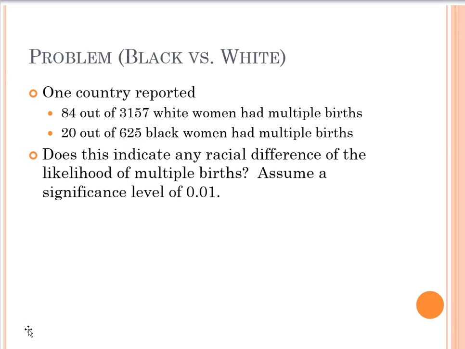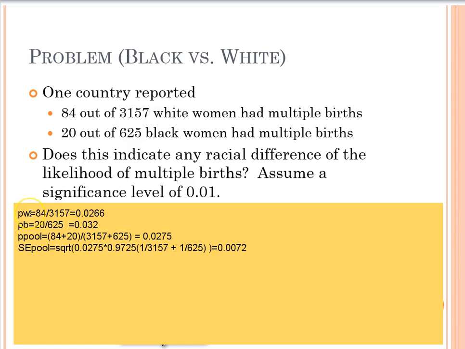So here's a problem where we're looking at two groups. We're looking at white women and black women, and we're looking at the rate at which they have multiple births. So you can see that the sample size is different for white women. They've sampled more white women, and because of that, more white women had multiple births. For black women, there's fewer of them, which is why we see fewer multiple births. So we don't want to compare just the overall number of multiple births. We want to compare the rate at which these two types of women have multiple births.